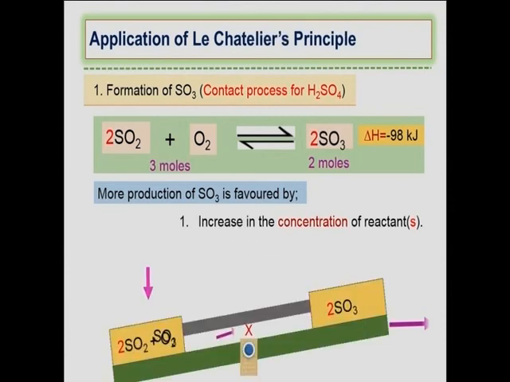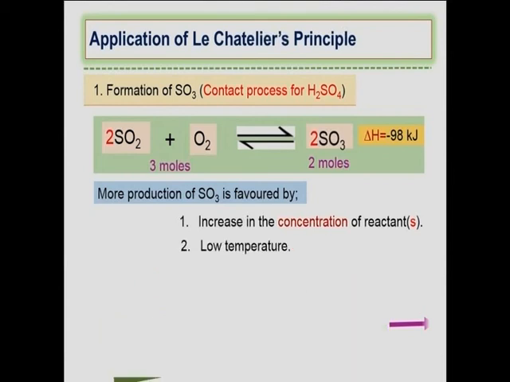Another factor that can favor more production of sulfur trioxide is that you can lower the temperature, because the reaction is exothermic in nature, meaning when this reaction happens, it is going to produce heat. So there is no need of heat. If you increase the temperature, then there is no use, because it is exothermic in nature. Therefore, low temperature favors more production of sulfur trioxide.